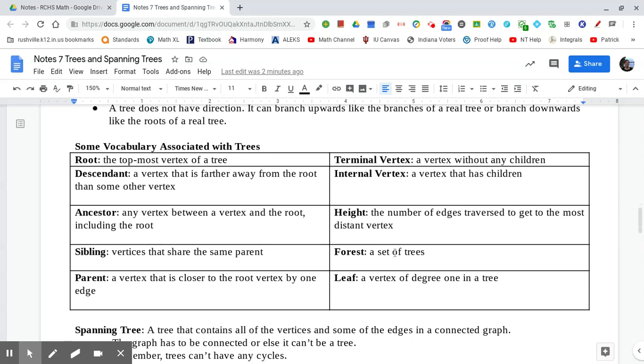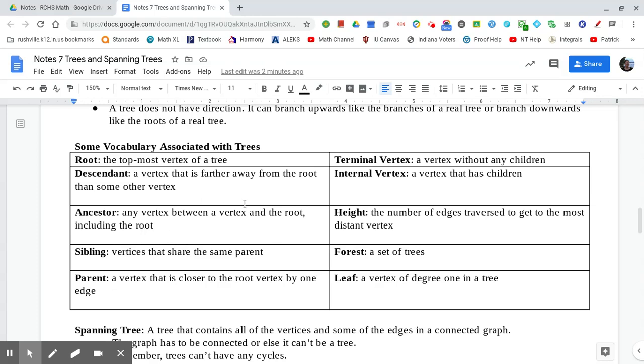Here's some vocab associated with trees. You do not have to memorize this, but I found it interesting, especially with how much our tree lingo relates to real lingo with trees. So the root is the topmost vertex of a tree. A descendant is a vertex that is farther away from the root than some other vertex. An ancestor is any vertex between a vertex and the root, including the root.